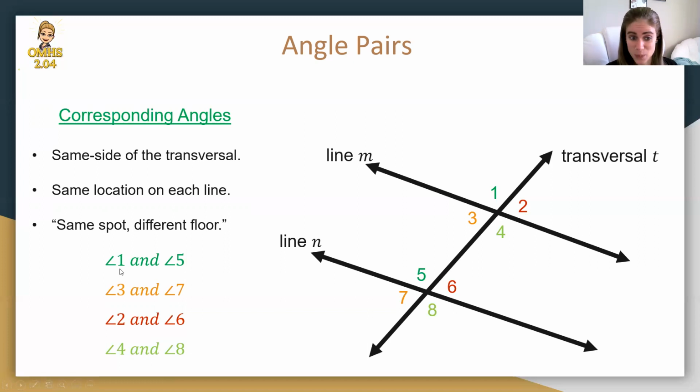We have lots of these pairs. So in dark green, 1 and 5 are corresponding angles. So let's make sure they match. See how 1 and 5 are both on the left side of my transversal?